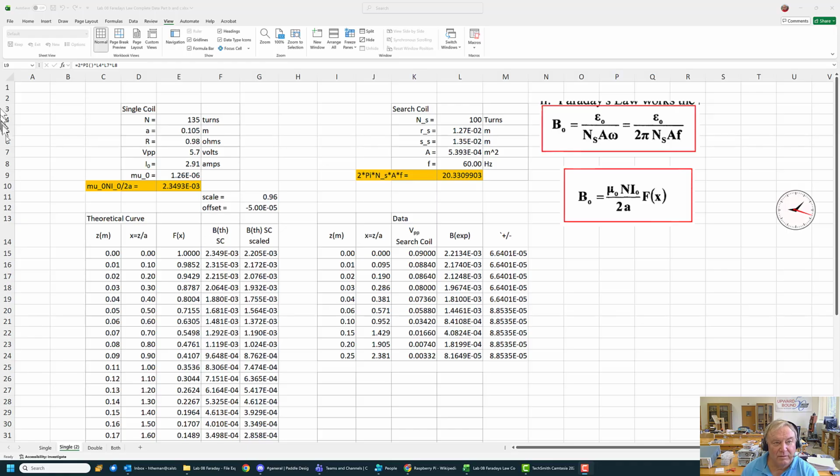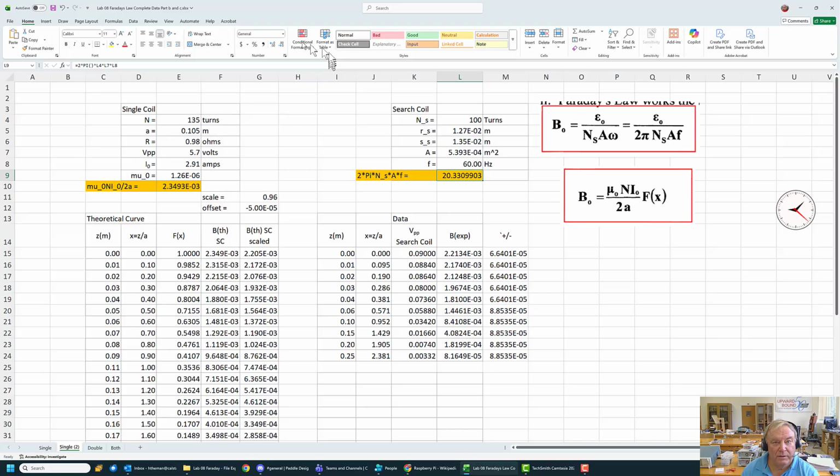Let's see, home menu. And I want that to be a number. And there we go. Here, yeah, scientific. We probably want less decimal places. There we go. Make it look pretty.